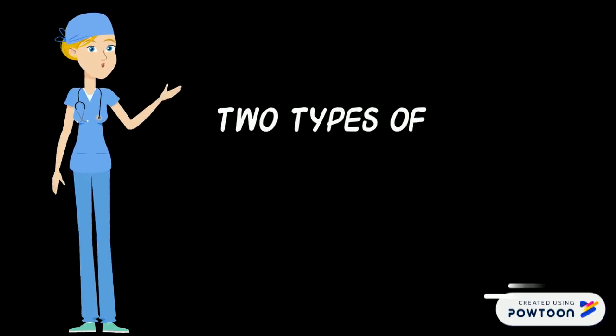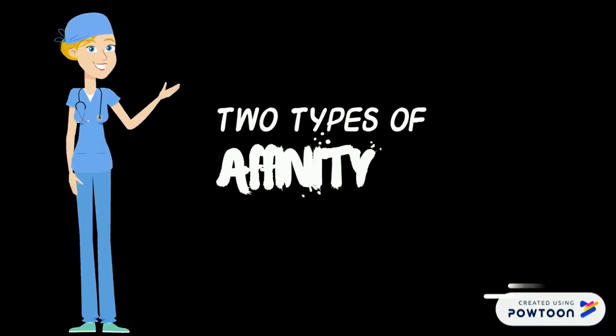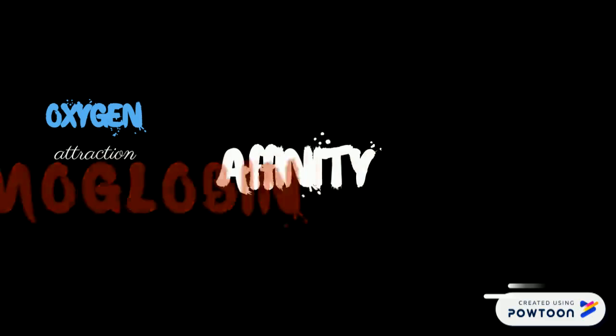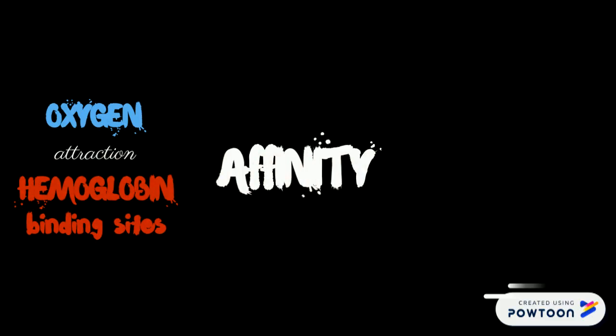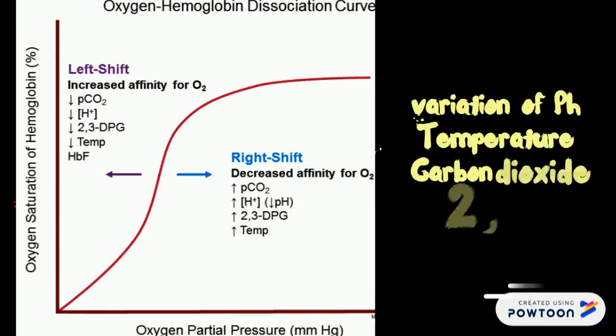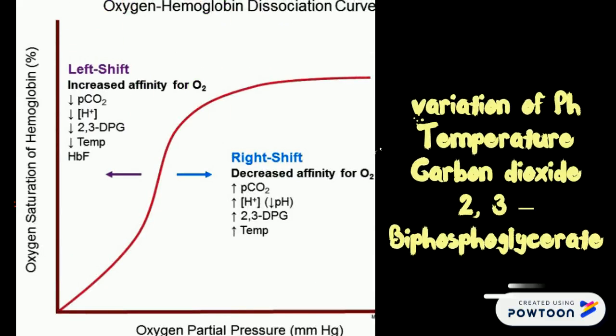There are 2 types of affinity. But first, what is affinity? It is used to describe oxygen attraction to hemoglobin binding sites. It changes with variations of pH, temperature, carbon dioxide concentration, and 2,3-bisphosphoglycerate.